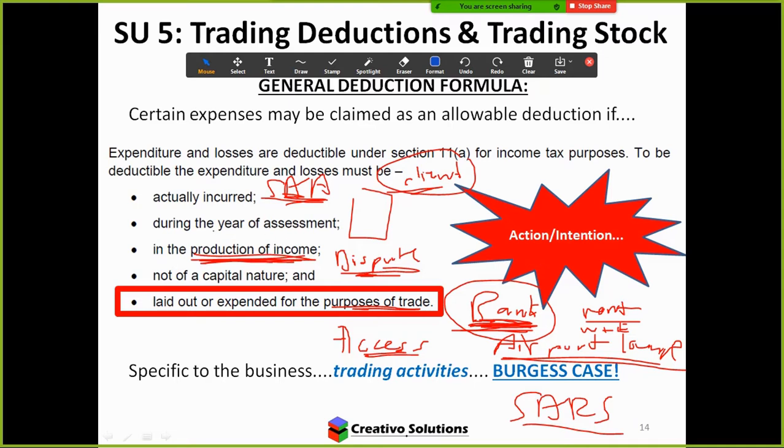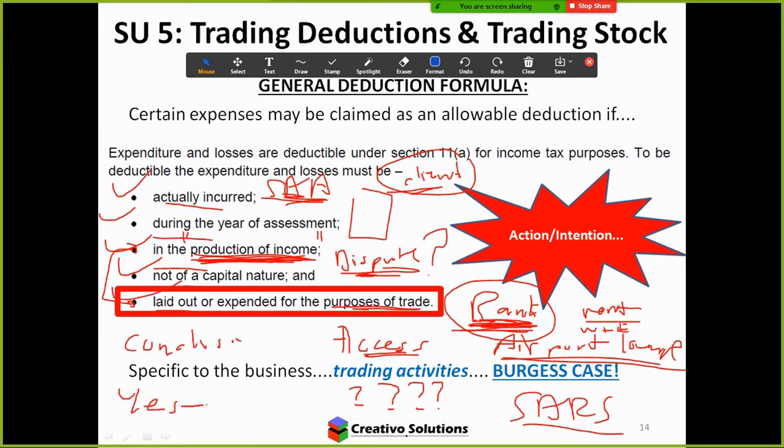So we're not building a new branch, because if we were building a new branch, that could be seen as production of income. It could be laid out or expended for the purposes of trade. So those two are quite closely linked. But again, there can always be disputes. There's always a question mark. And that's why you need to motivate and explain, but it needs to be in line with those 5 criteria points. If you can motivate all 5, then the conclusion is going to be yes, deduct. Does that make sense? Yes.